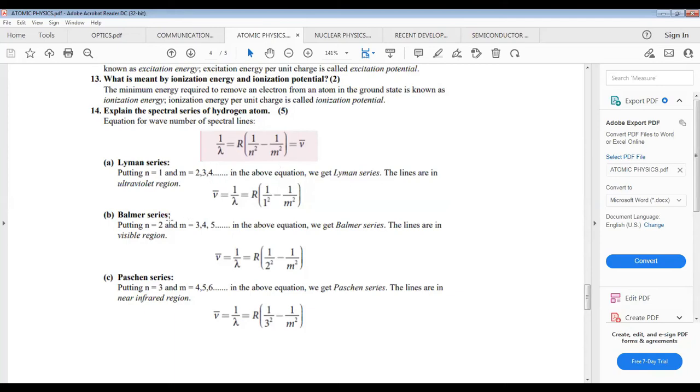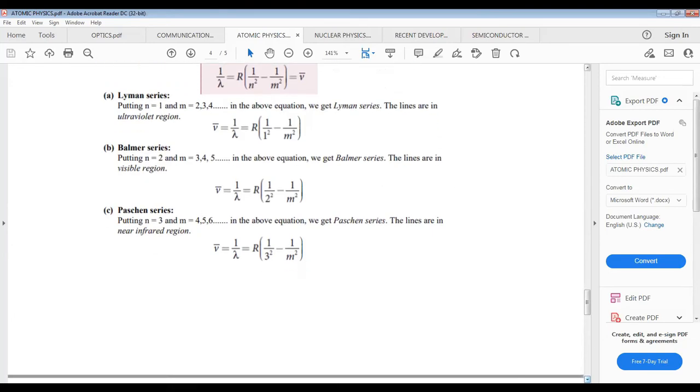Then coming to the Balmer series, an electron may jump from the third, fourth, fifth orbit to the second orbit. All the electrons come to only the second orbit, then it becomes the Balmer series. So 1 by lambda is equal to R into 1 by 2 square minus 1 by m square, and the m value is 3, 4, 5. Similarly, in the Paschen series, the electron jumps from fourth to third, fifth to third and sixth to third. Like this you can write.